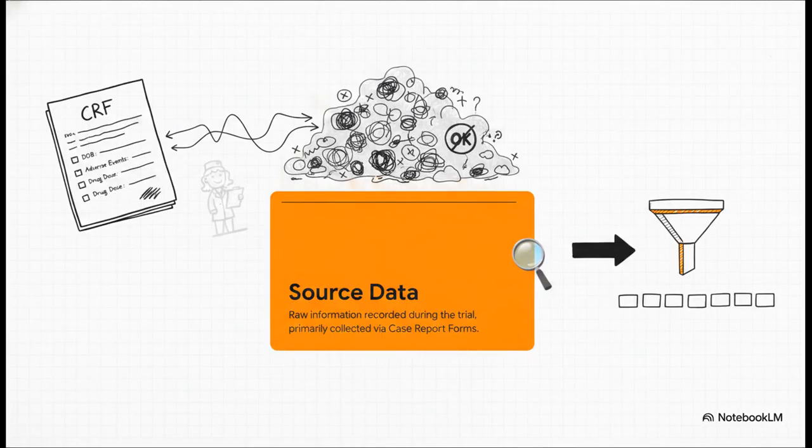All right, let's break that down, starting with step 1, source data. This is the raw, totally unpolished information recorded during the trial, mostly collected via case report forms, or CRFs for short. And let me tell you, it is messy. We're talking up to 400 pages long sometimes. There is absolutely no way you could just hand this massive pile over to regulators as is.